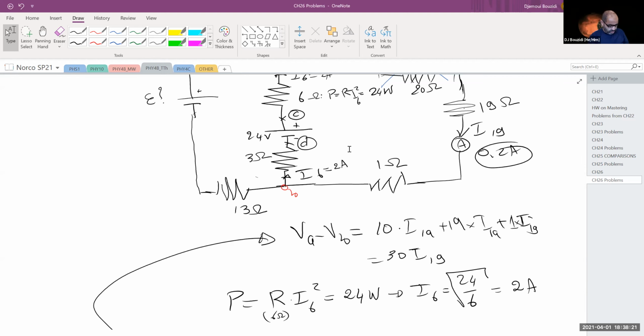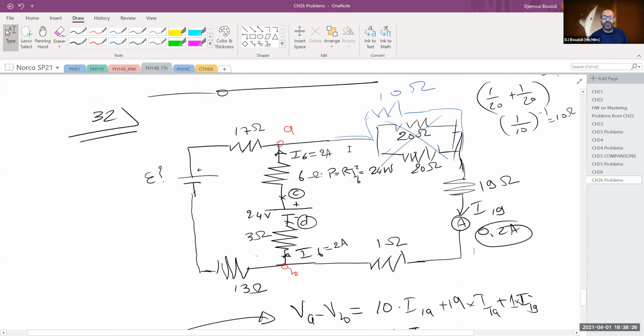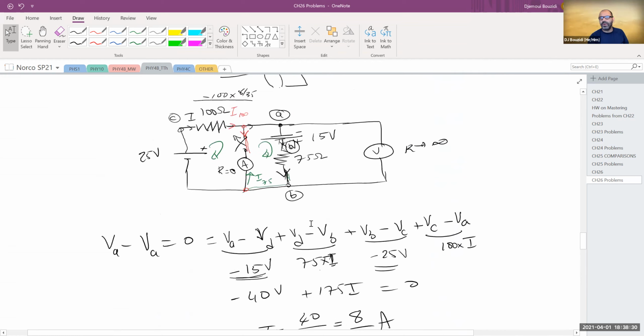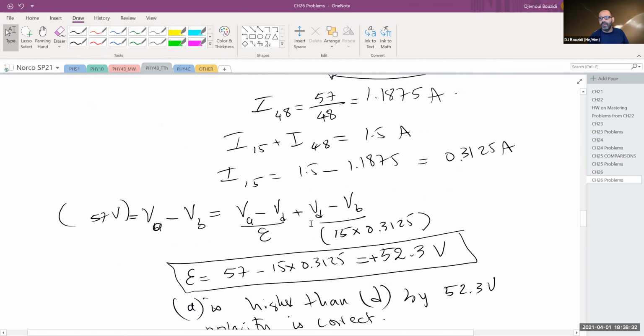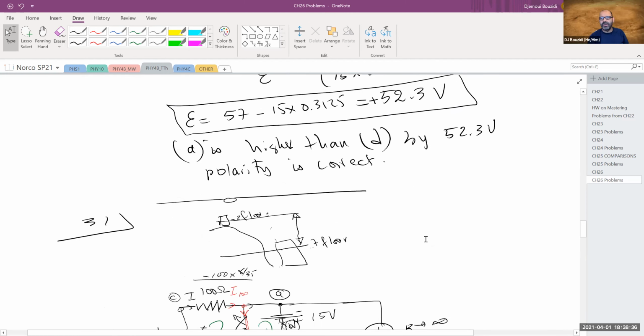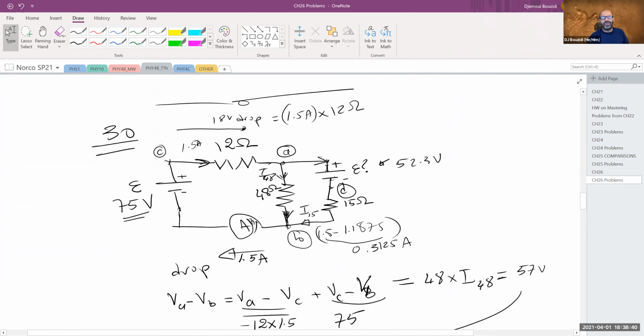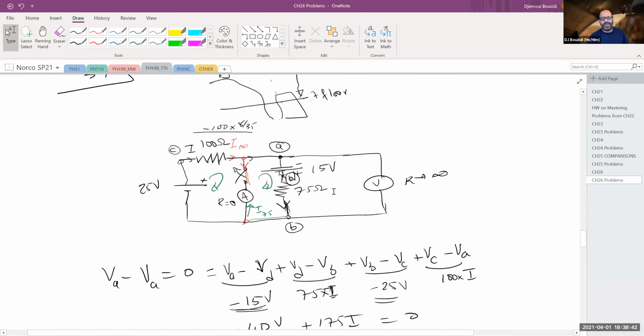Part B. What are the polarity and EMF of the unknown battery? So we want to know the polarity. Remember the polarity that was from a problem before the previous problem turned out to be 52.3 volts, and it was actually in the right direction. So the polarity was correct in this problem. So is it the same thing in here? So let's see.